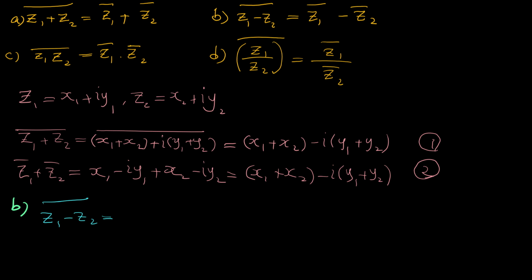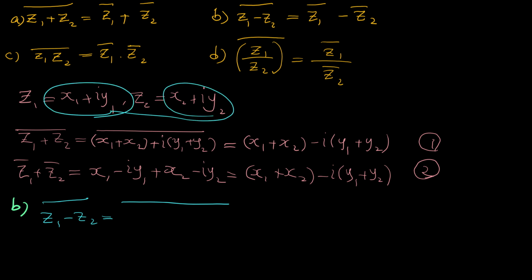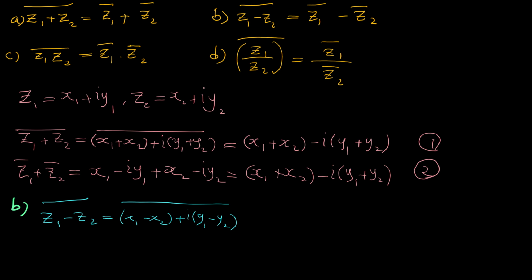First, we have to subtract z2 from z1. So if we subtract this from this, we have x1 minus x2 plus i times y1 minus y2. But what is the conjugate of this expression? The conjugate of this expression is simply the same expression, x1 minus x2, i times y1 minus y2, but we have to make the sign between them negative.